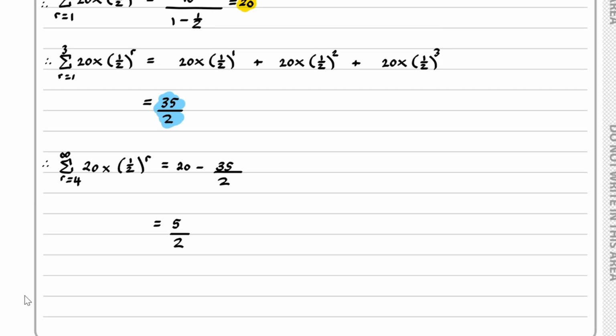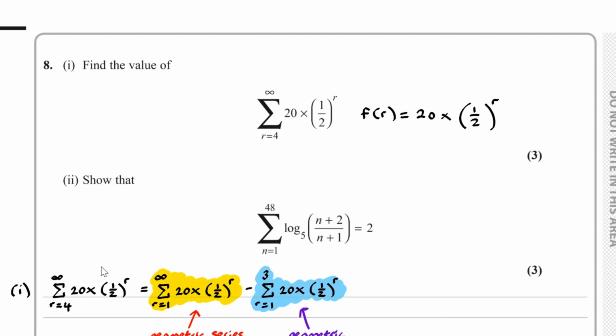Now for the next part of the question, we have to show that the sum from n equals 1 to n equals 48 of log base 5 of n plus 1 of log base 5 of n plus 2 over n plus 1 equals 2.